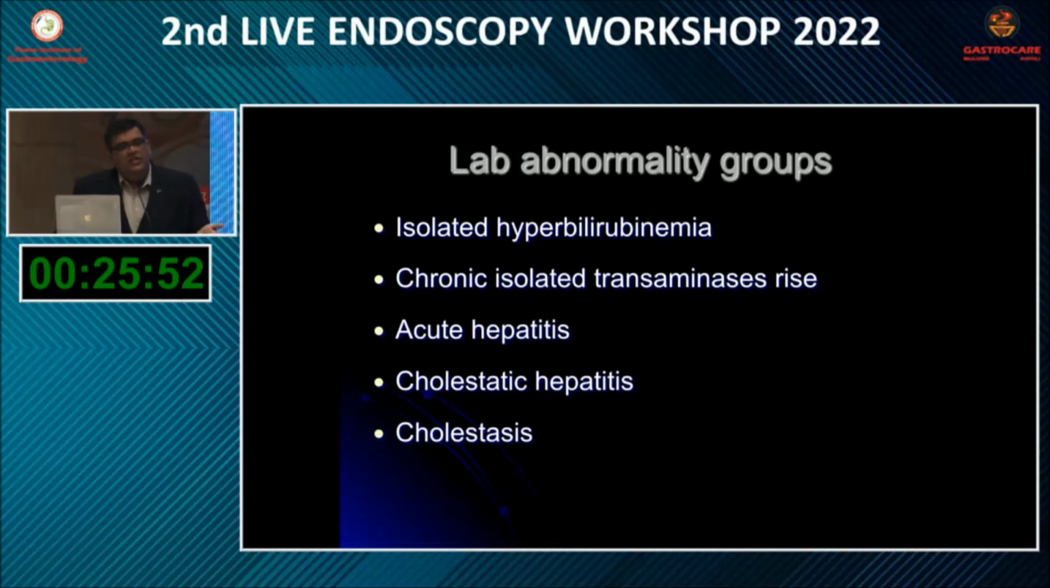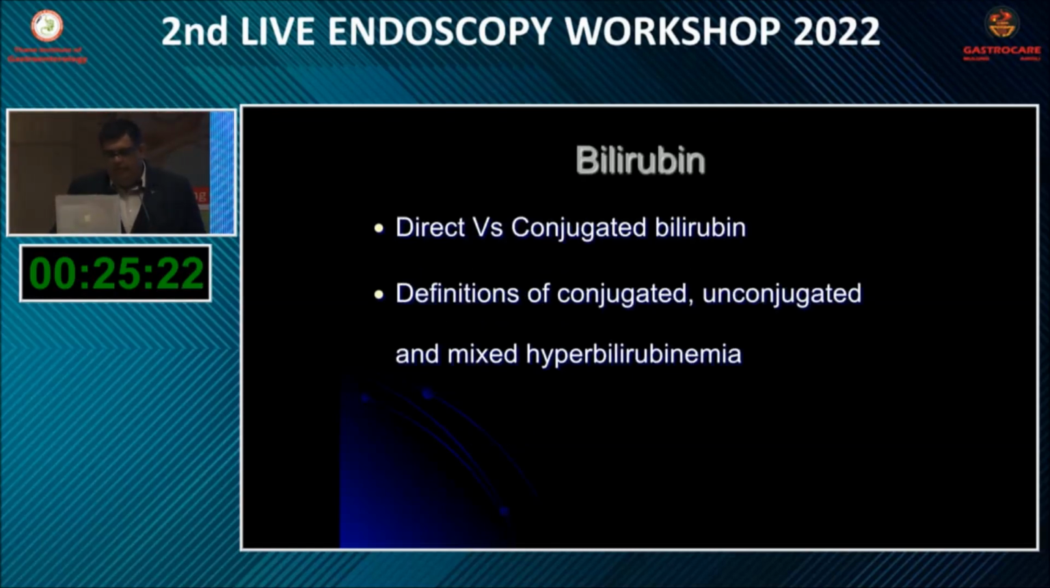Sometimes you will have normal SGOT-PT, but very high gamma GT. So this is something called as cholestatic hepatitis. And finally, you have something called as pure cholestasis. Pure cholestasis in early stage is only alkaline phosphatase and GGT increased, rest of the LFT normal. Later on, you also have a mild increase in bilirubin with normal SGOT-PT. So this is one of the 5 LFT abnormalities you have to try to fit your patient into.